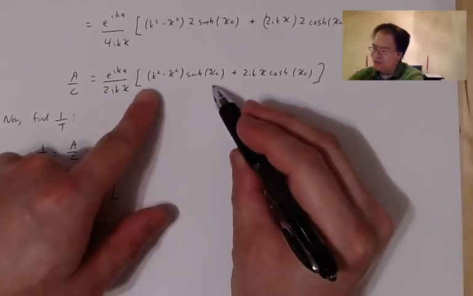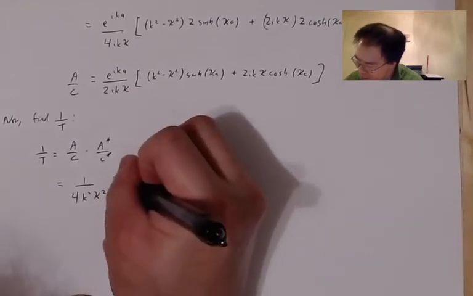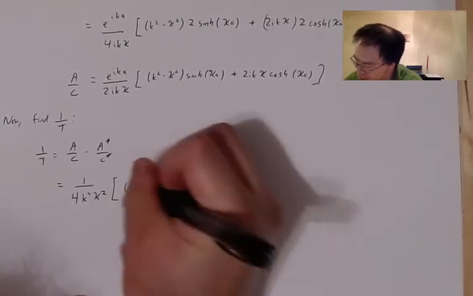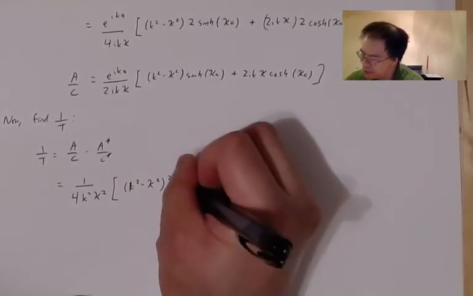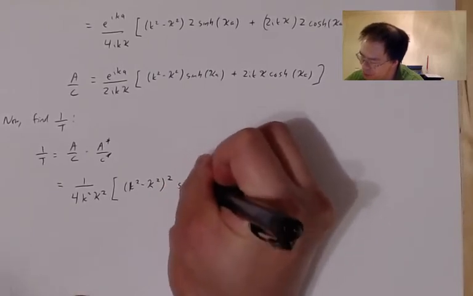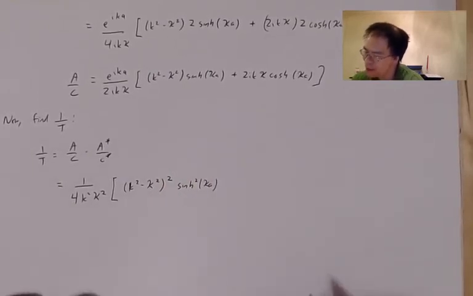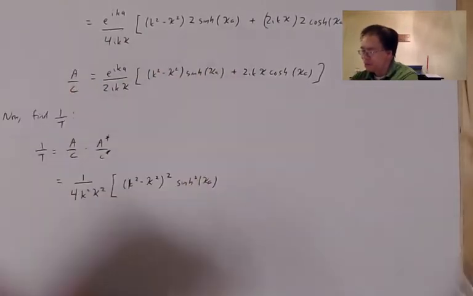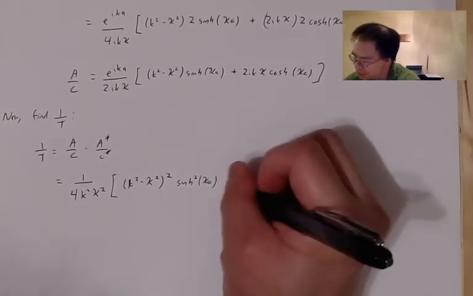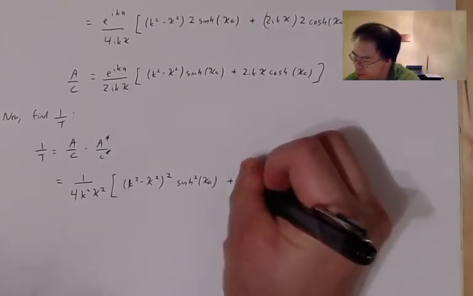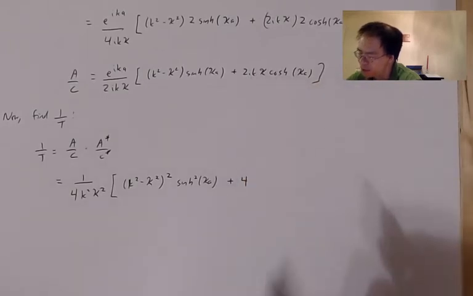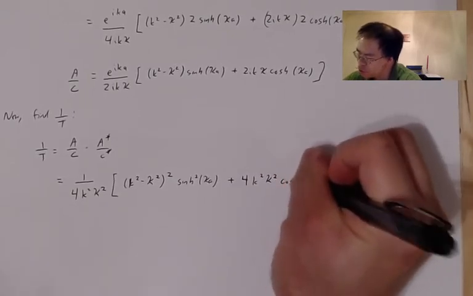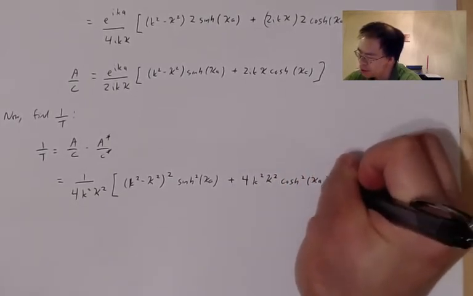Okay, so this term squared is going to give me (k² − κ²) quantity squared, sinh² κa. Cross terms vanish. Now I'm going to have to multiply this by its complex conjugate. So I have a 4. I have an i times minus i, which is a 1. k² κ² cosh² κa.